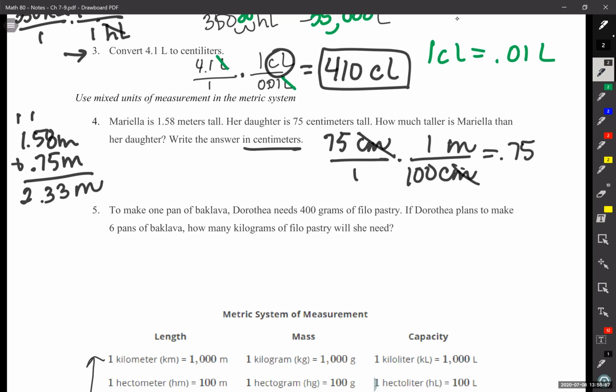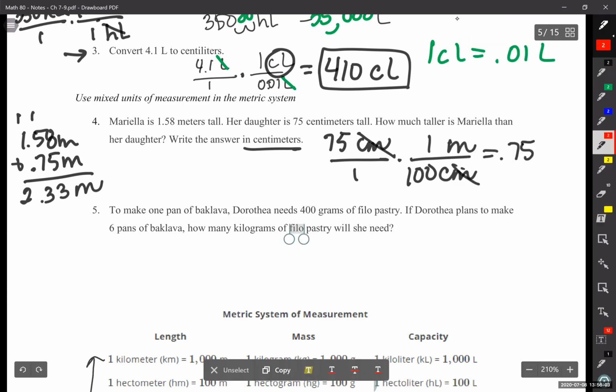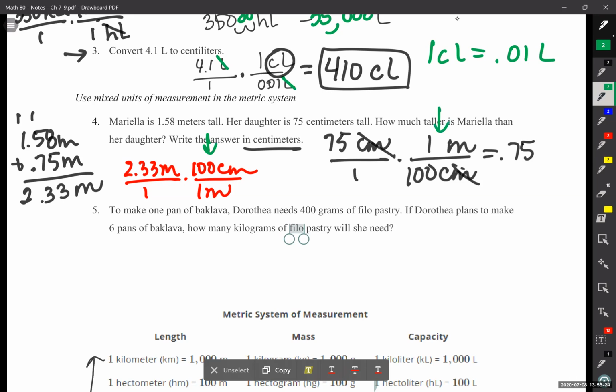So to go back, I'll do this in a different color because this is the second step. This is the end of it, 2.33 meters. And I know that 1 meter equals 100 centimeters from that chart. And notice, use green here. This fraction and this fraction are basically saying the same thing. They're both saying 100 centimeters equals 1 meter, but they're written upside down.